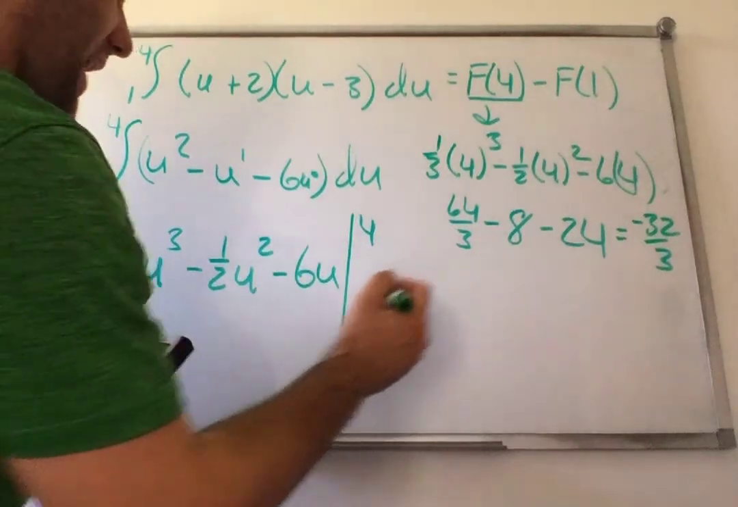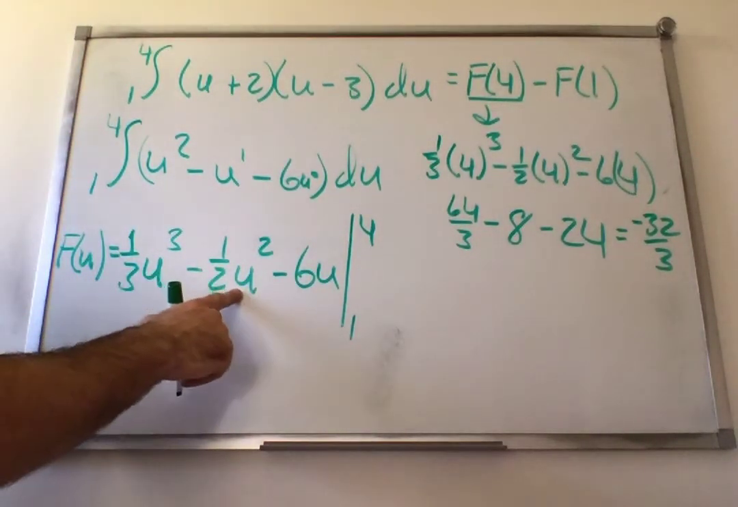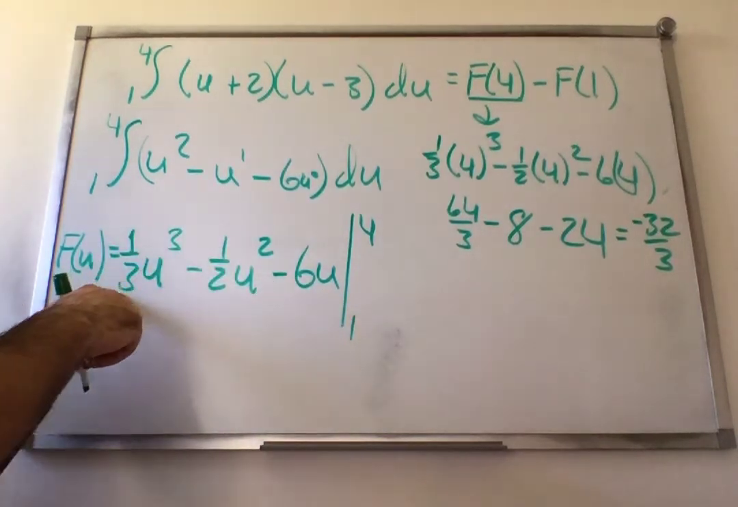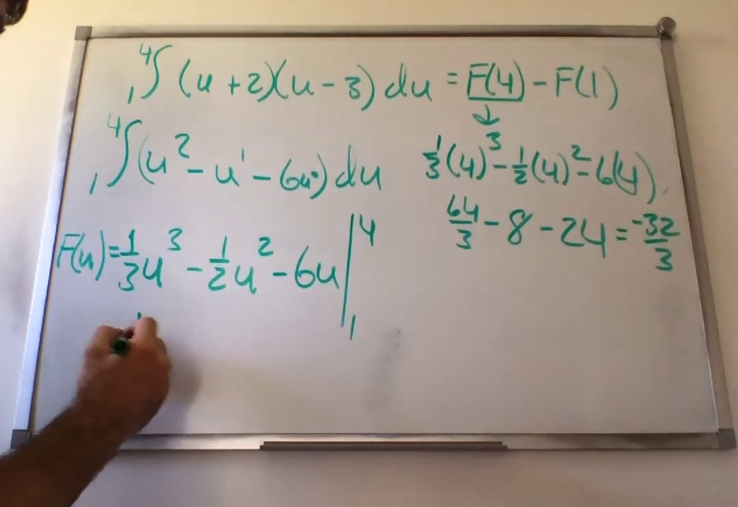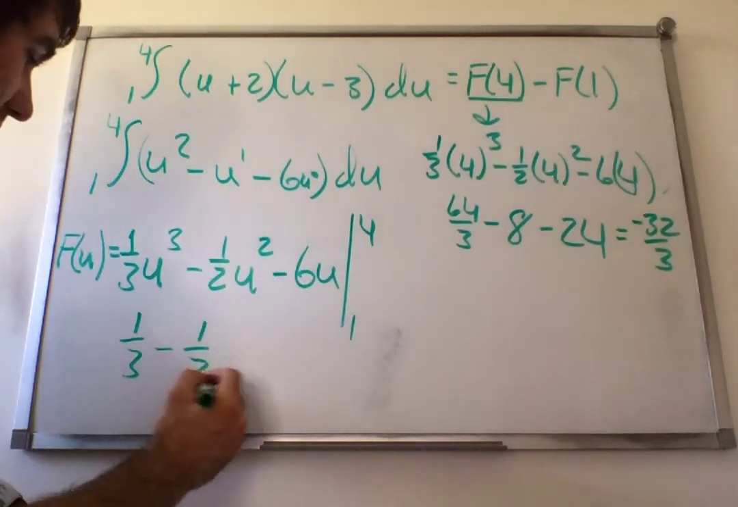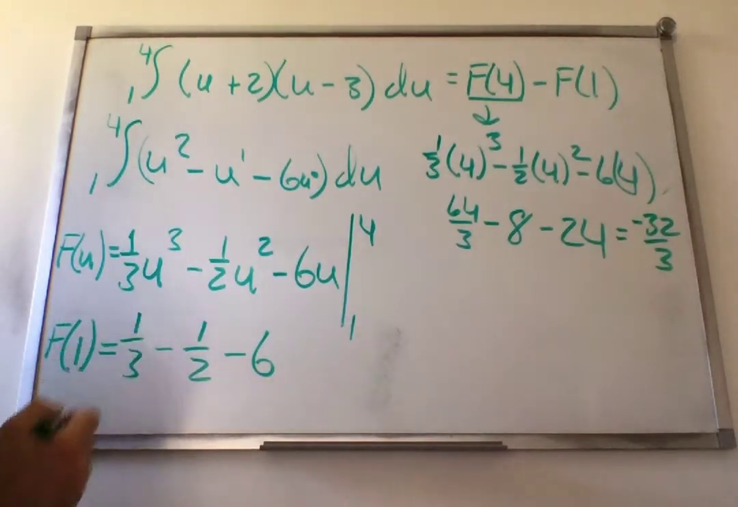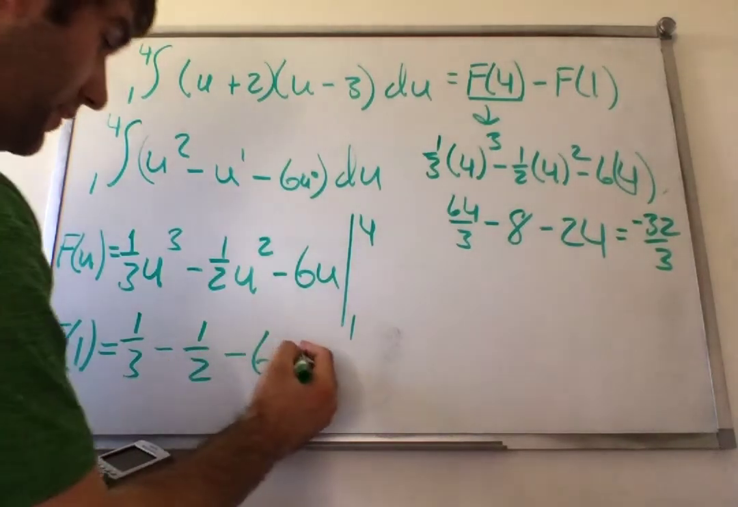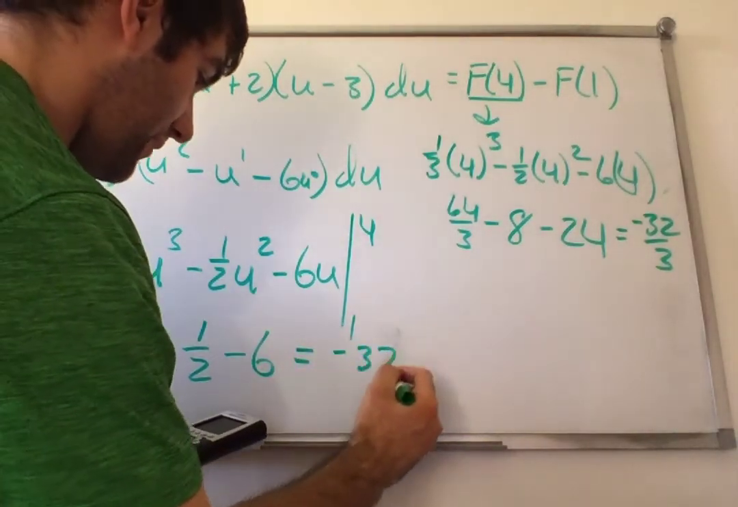Now if we find f of 1, and just plug 1 into here. Now plugging 1 in here is really easy. Cubing it, squaring it, to the first power. So all that just boils down to 1/3, negative 1/2, negative 6. So 1/3, negative 1/2, minus 6. This right here is f of 1. So 1/3 minus 1/2 minus 6. This is equal to negative 37 over 6.